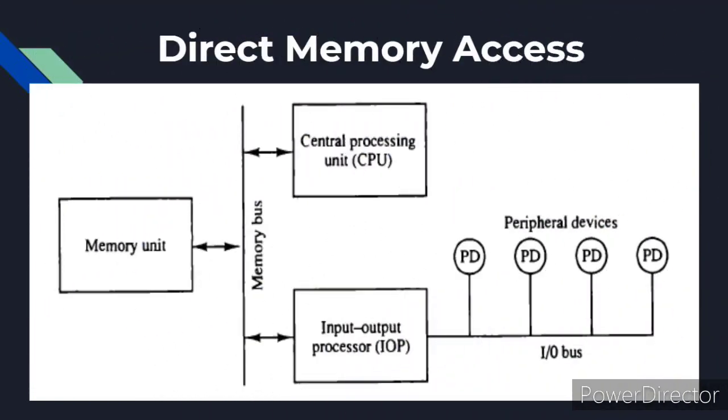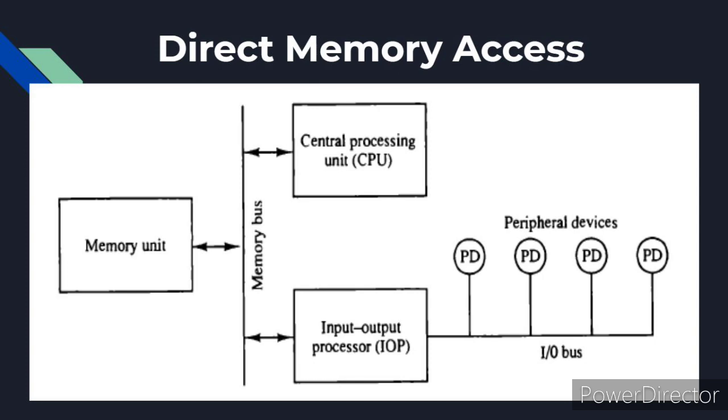Direct memory access is a technique of removing the CPU from the path of data transfer and letting the peripheral device manage the memory bus directly in order to speed up the transfer. In this method, the interface transfers data to and from the memory through the memory bus. The DMA controller manages the transfer of data between the peripheral and the memory unit.